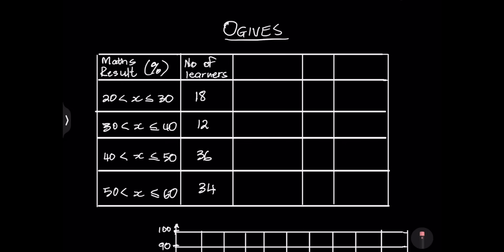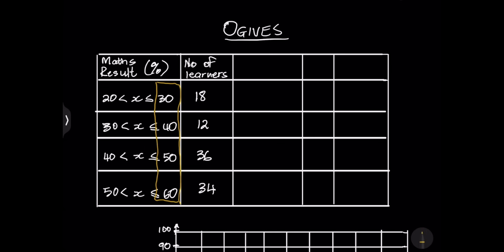Now, in this case, you're always going to use your upper bound values, and I'm going to show you just now. These upper bound values for your intervals are what we're going to use as our x-axis, or the x values. And then for your y values, we're going to use the cumulative frequency.